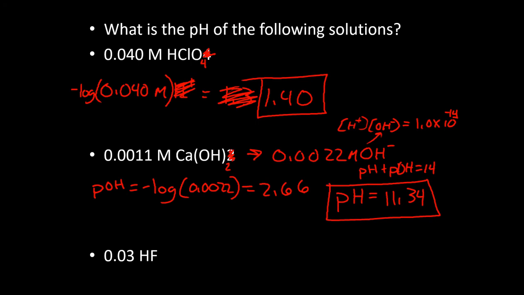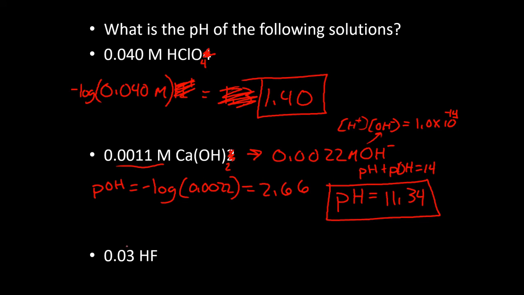And that pH, again, makes sense, because that is decently basic. It's not super basic, but that's a decently low concentration. And so it makes sense that it wouldn't be way up at 13 or anything like that. That pH makes sense. All right. So hopefully you got the same answers as I did.